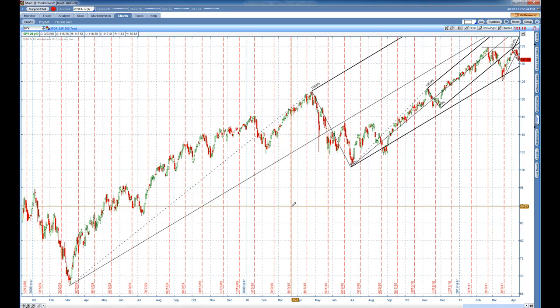Okay, welcome to Probability of Success. Today we're going to take a look at how to place a simple broken wing butterfly trading strategy. We're going to do that on the SPY.